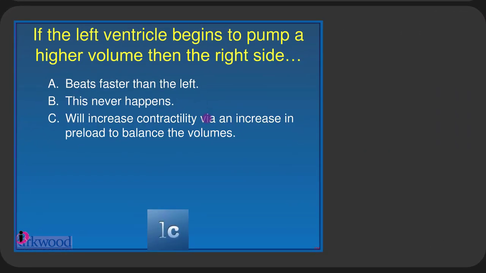If the left ventricle begins to pump a higher volume than the right, it can't really happen because it's one continuous loop, or it can't happen for long. And what does happen, if one side of the heart gets ahead of the other side, contractility will increase because one side will see more blood, and that will preload that side of the heart to get it to contract that extra blood more, bringing the heart back into sequence or synchronicity.